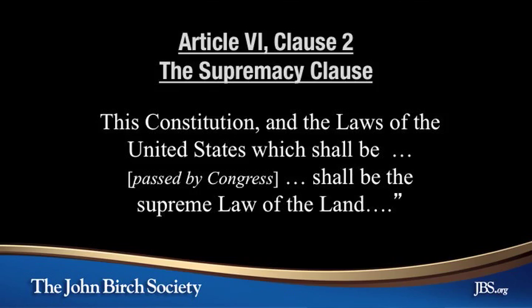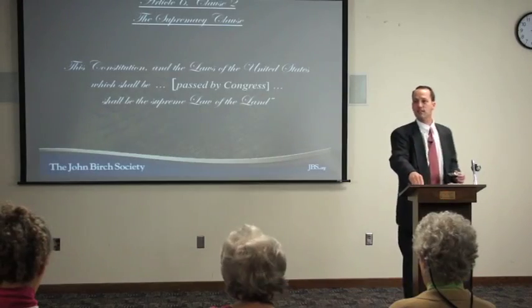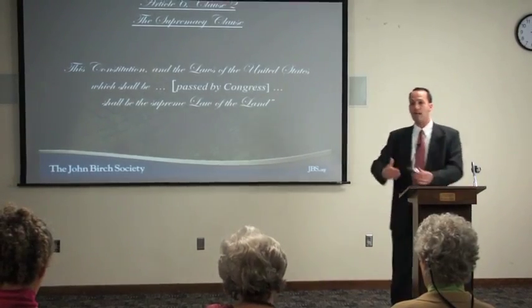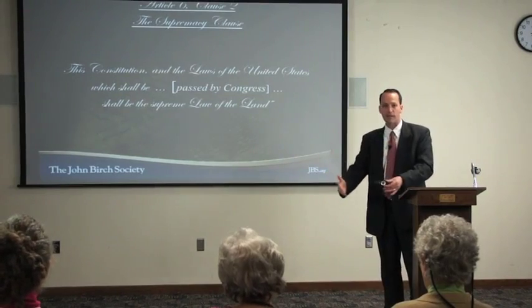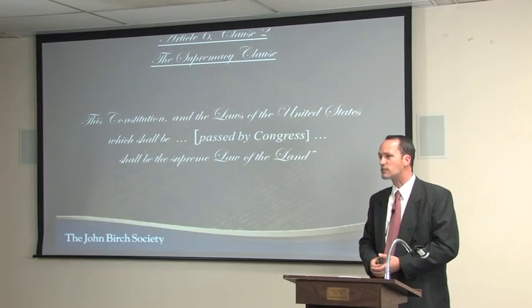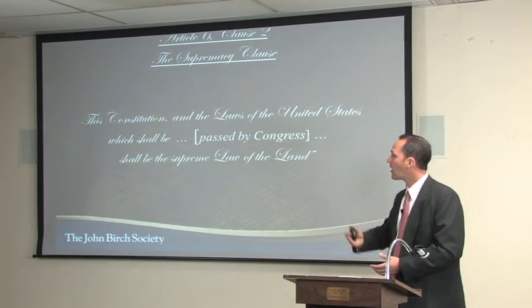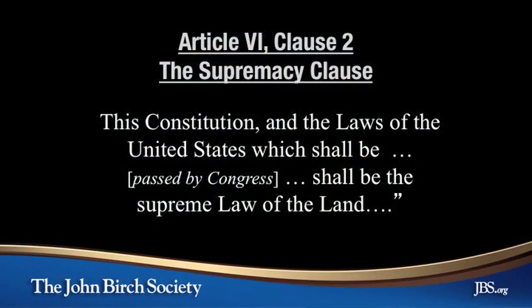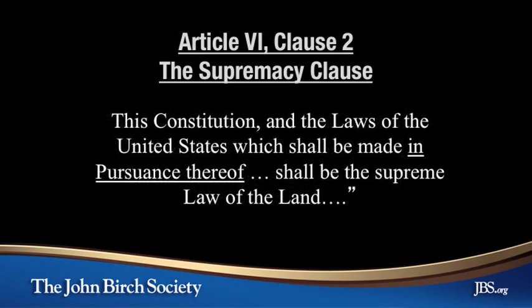So what this is implying is any law that's passed by Congress is the supreme law of the land, regardless of whether or not it's on the list of enumerated powers. If they pass it, it's constitutional and supreme. But a simple reading of the Constitution resolves this question. Because Article 6, Clause 2 doesn't say that. It says this Constitution and the laws of the United States which shall be made in pursuance thereof, shall be the supreme law of the land.